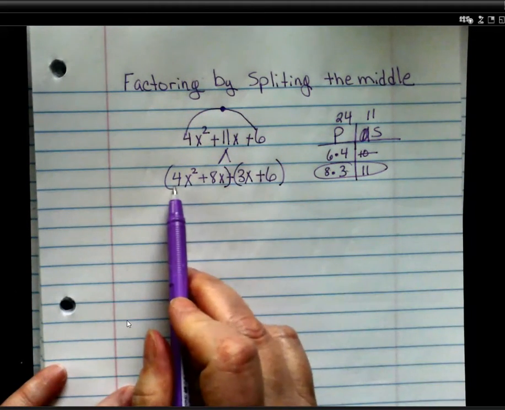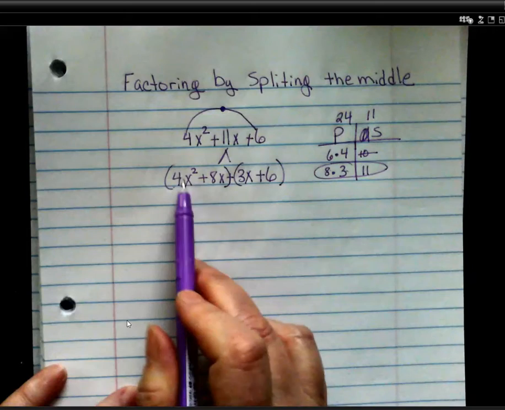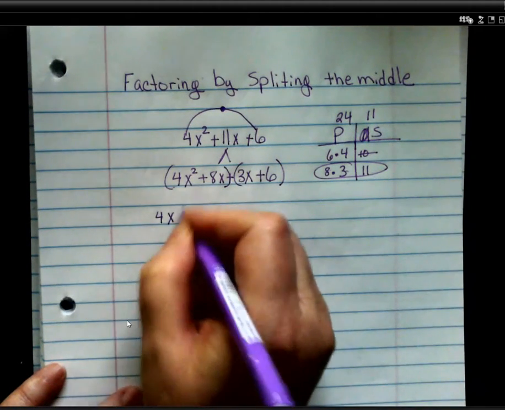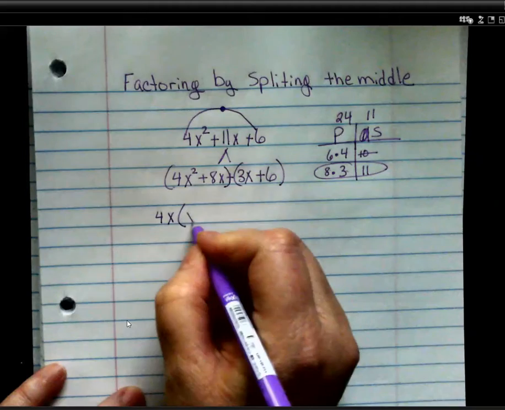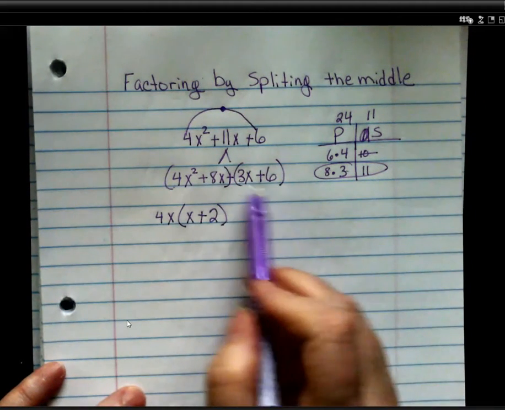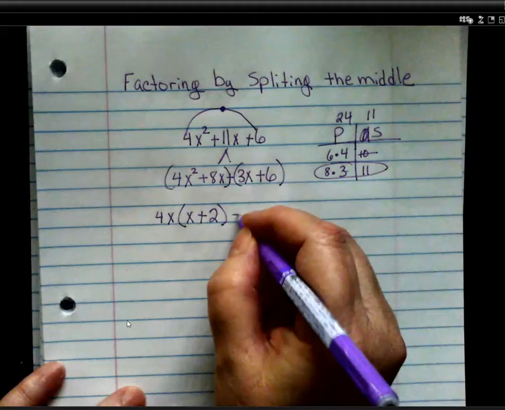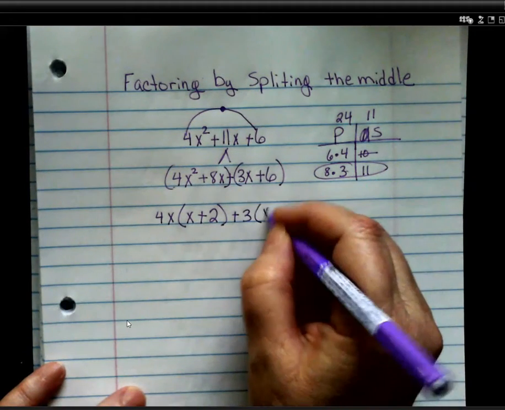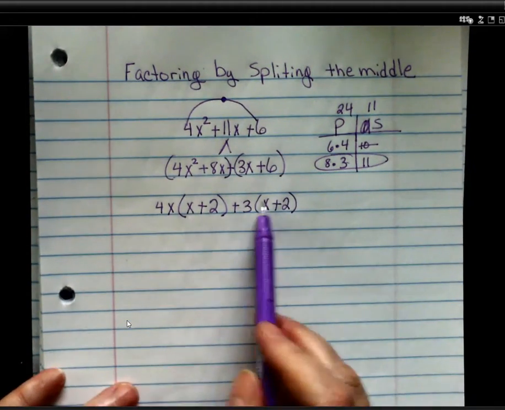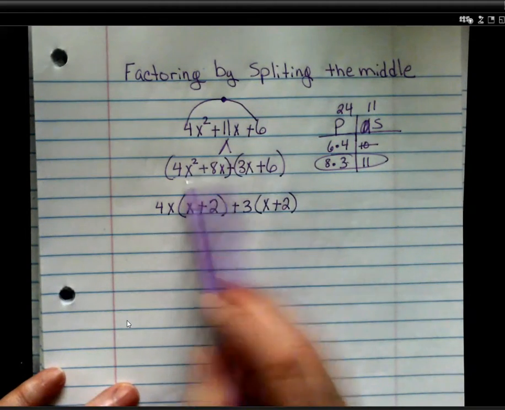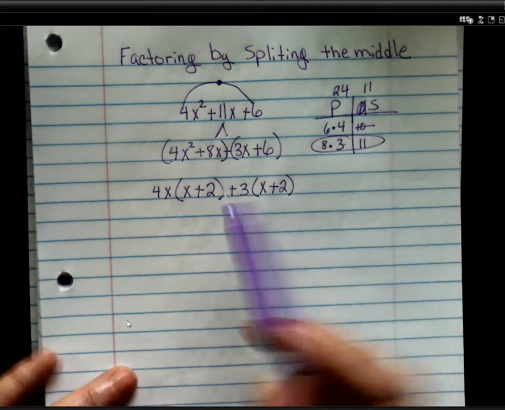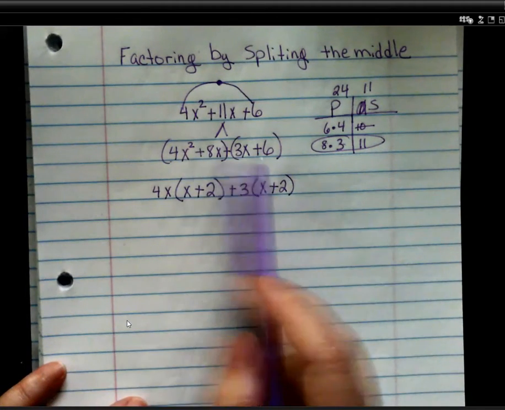And I'm going to see what I can pull out of 4x squared and 8x. A 4 and an x. Remember, I'm basically dividing, so that gives me x plus 2. Here, what am I going to pull out of 3x and 6? A 3, leaving me with x plus 2. Now don't force it. If these don't match, you've done something wrong. But a lot of people will force it and they'll get these wrong because it should be a minus or something like that. So always take each one separately.